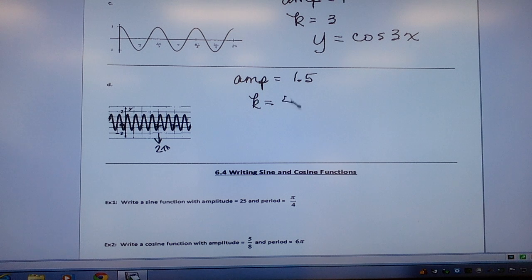Now, if you want to go through the cycles, you can. It's sine. So 0 max, 0 min, 0. That's 1. 0 max, 0 min, 0. That's 2. 0 max, 0 min, 0. That's 3. 0 max, 0 min, 0. That's 4. So notice, either way you do it, you get the same answer, and they're both correct. So our function is y equals 1.5 sine 4x.